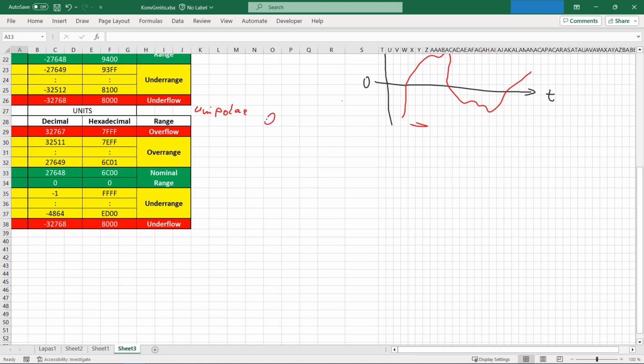As an example, let's take a unipolar 0 to 10 volt signal. One bit step will be 10 volts divided by 27,648. Result is approximately 0.361 millivolts.